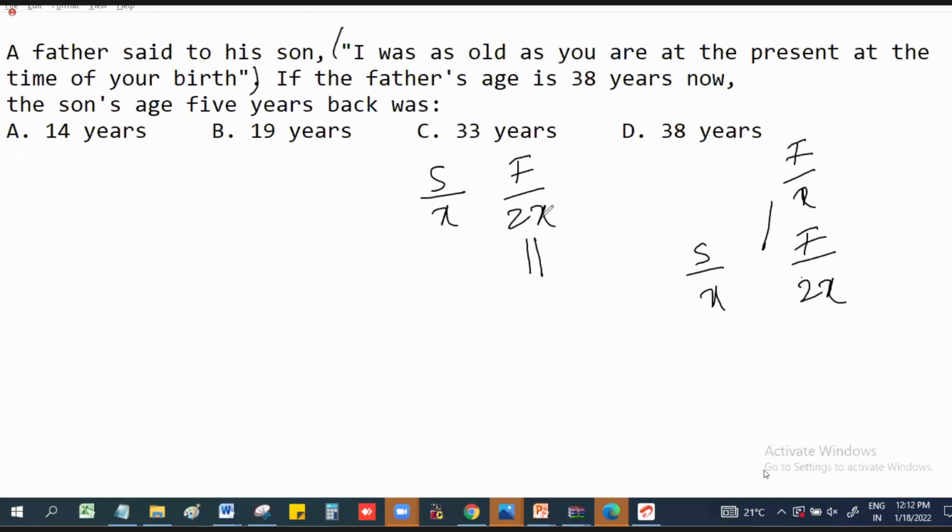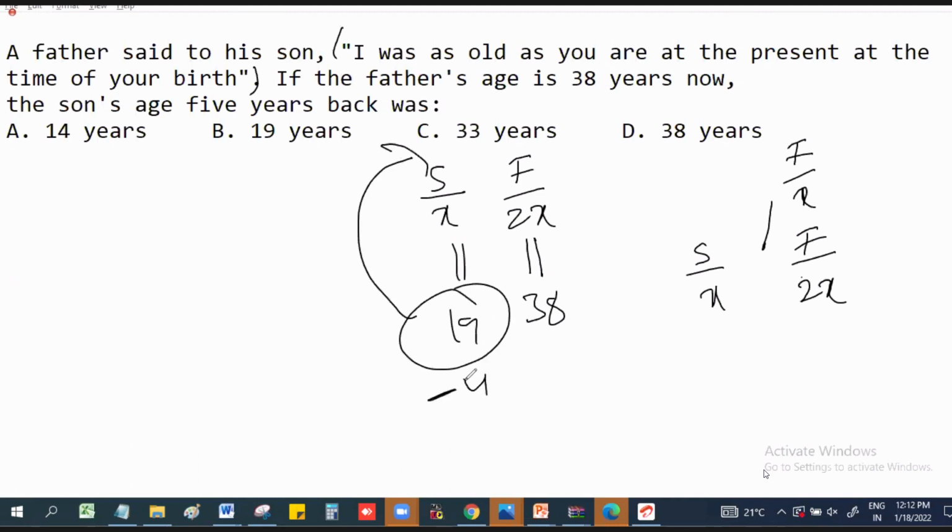So what is the 2x value in the question? 38. Then x will become what? 19. 19 is the present age of the son. We need when? 4 years back. So minus 4? No, 5 years back. 19 minus 5 will give you what? 14 years.